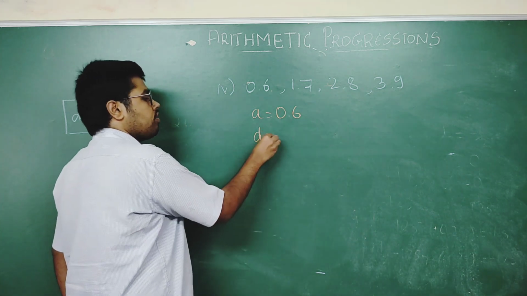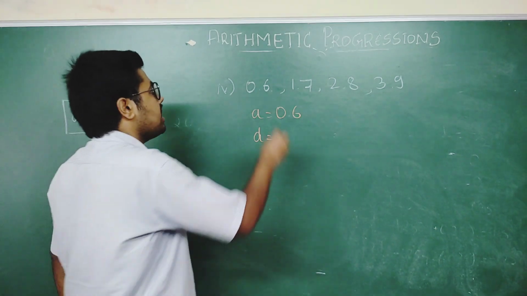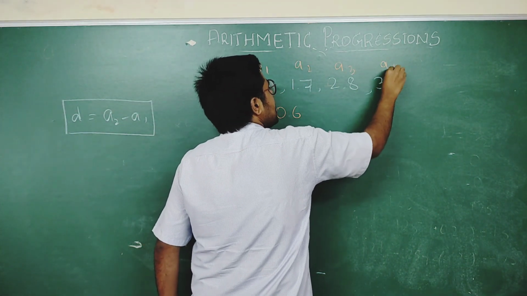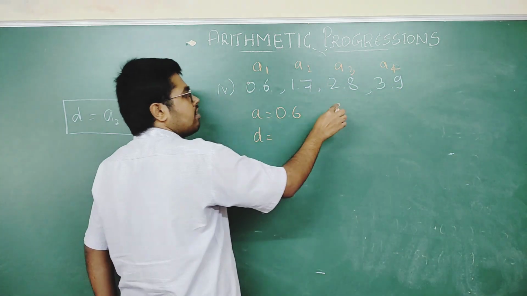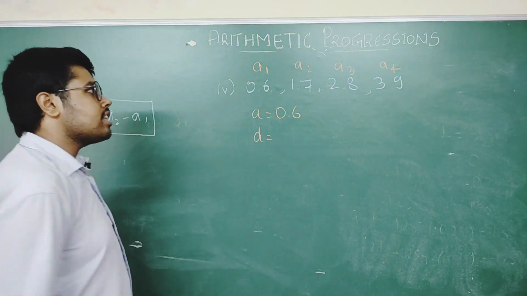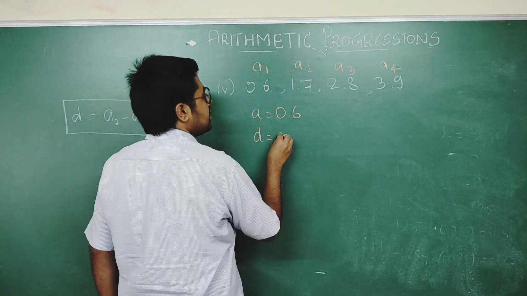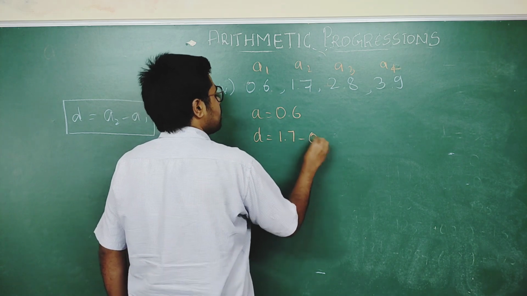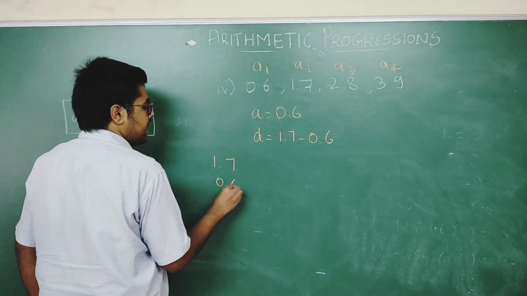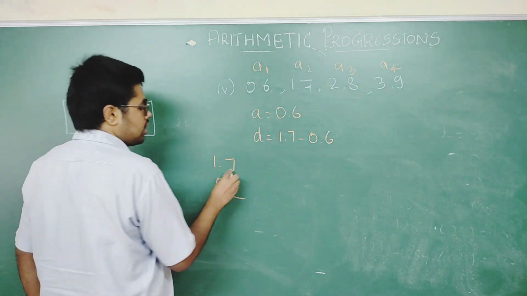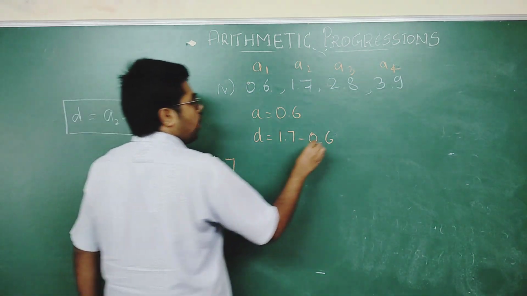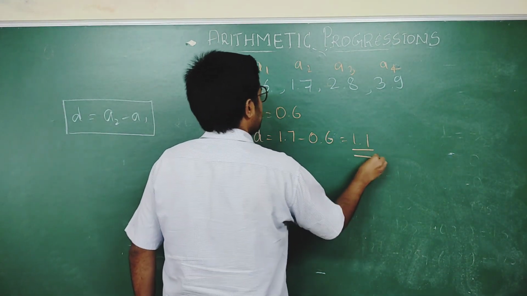We always have to find the common difference. We have to subtract the first term from the second term. Remember? You can also subtract this and this, this and this, or this and this, and find the common difference. But simpler is always the second term minus the first term. So what does it become? 1.7 minus 0.6. How to subtract? Just write one above the other, 7 minus 6 is 1. Again, it is 1.1. So 1.1 is your common difference.